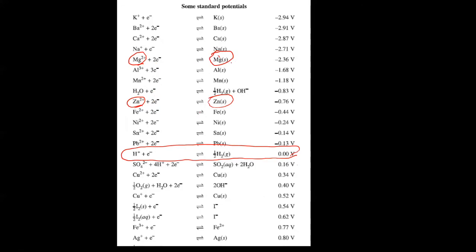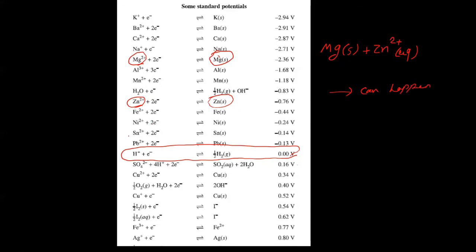Now let's look at these two. For example, I want to see if a reaction between Mg solid and Zn2+ is possible. If I want a reaction between these two, Mg should give electron to Zn2+. Is it possible? We look at this: Mg is on top of Zn, so it can lose electron to Zn2+. So this reaction can happen.